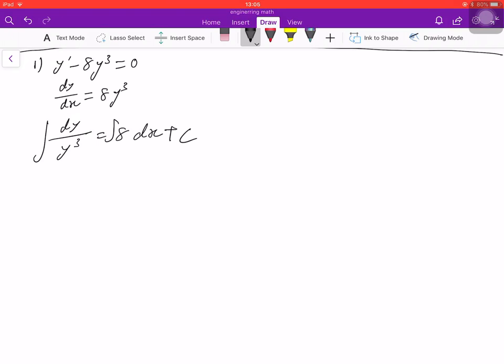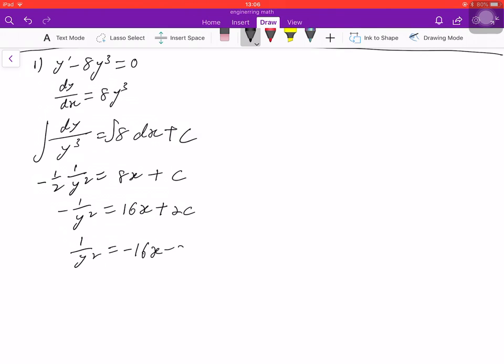Now the integral of 1 over y cube is equal to minus 1 over 2, 1 divided by y square. The integral of a with respect to dx is equal to a x plus c. Then we can rearrange this: we multiply both sides by 2, then we have 2a x plus 2c. We can eliminate the minus on the left hand side, so we multiply by minus on both sides of the equation, then we have minus 2a x minus 2c.